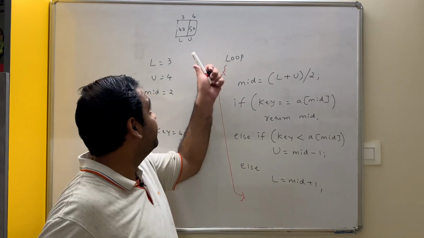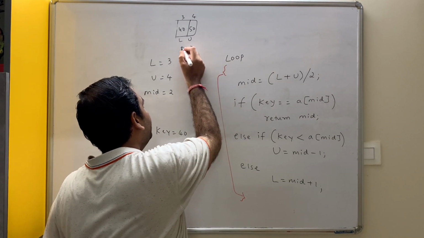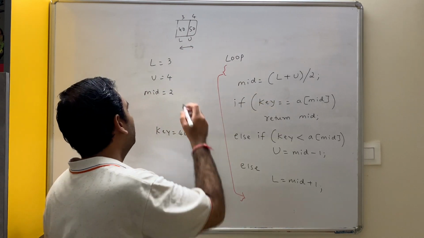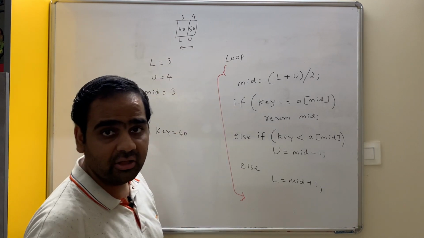Now, still the array is there. Remember, always the array is between the lower limit and the upper limit. Go back, because I said look, mid is equal to low plus high by 2. 3 plus 4 is 7. 7 by 2 is 3. Integer by integer is integer.